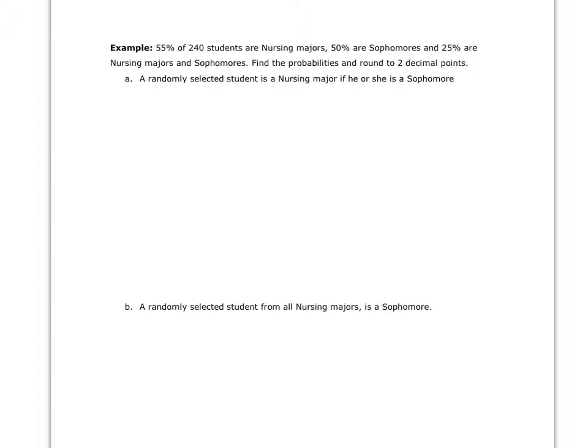We want to recognize that what we have is a conditional probability. So we're assuming that the student is a sophomore. So the sophomore is the given event here. So we're looking for the probability that the student is a nursing major, given that we know that they're a sophomore.